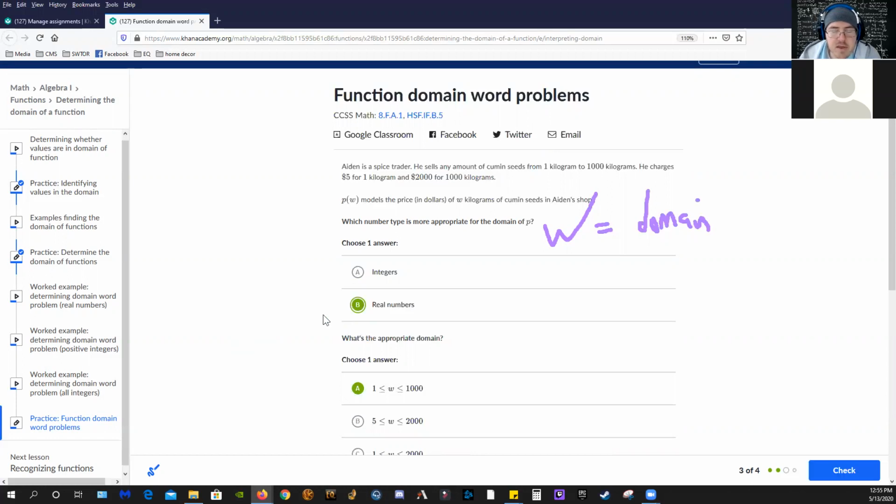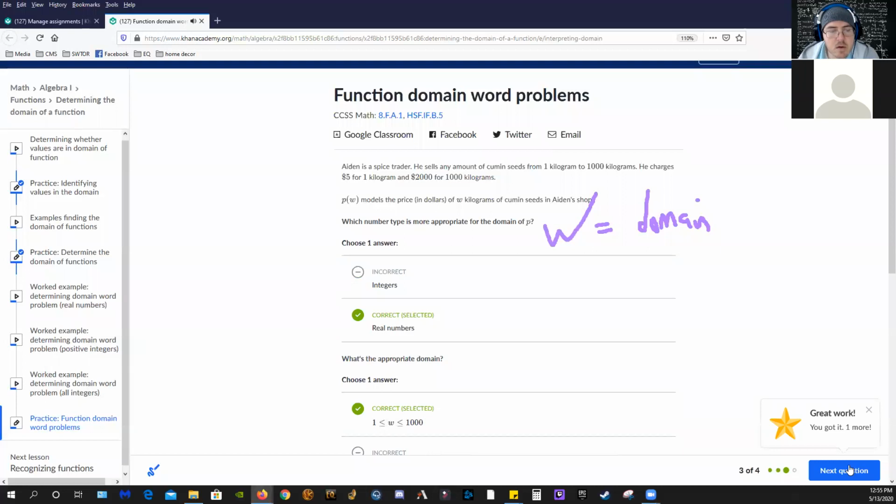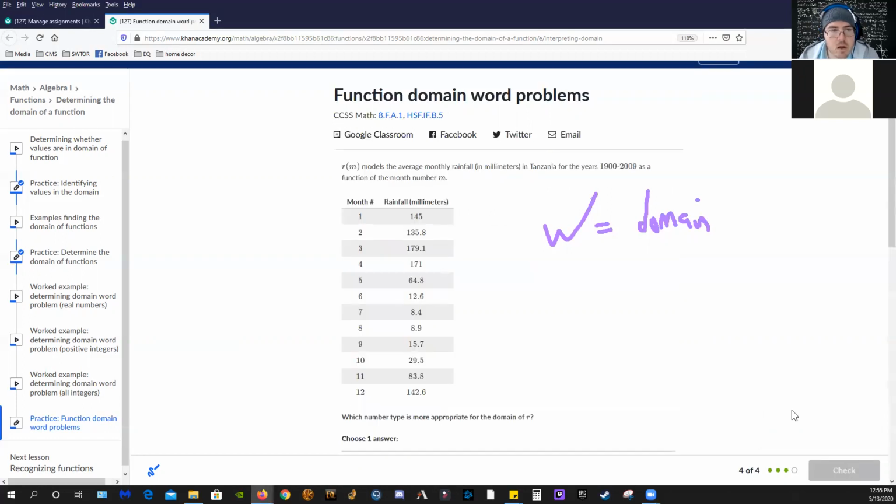My hunch is here that he's going to be able to sell this in less than or more than just whole kilograms. We'll see if I'm right or wrong. I might be wrong, but we'll see. No, it took it. Cool. Yeah, I figured if they were pouring cumin seeds, they weren't going to measure it off that exactly. Last one.